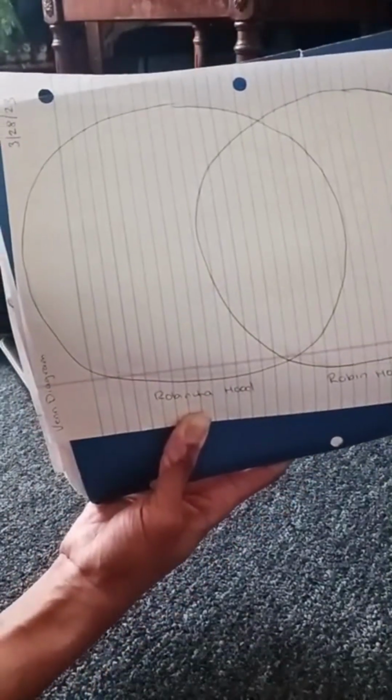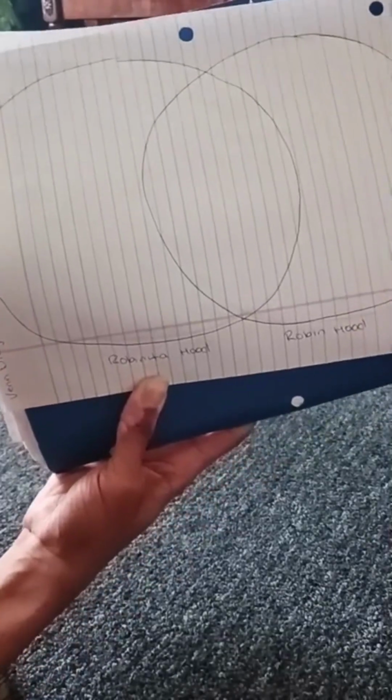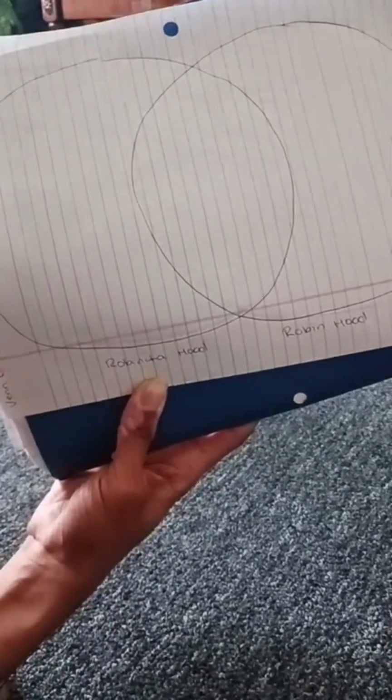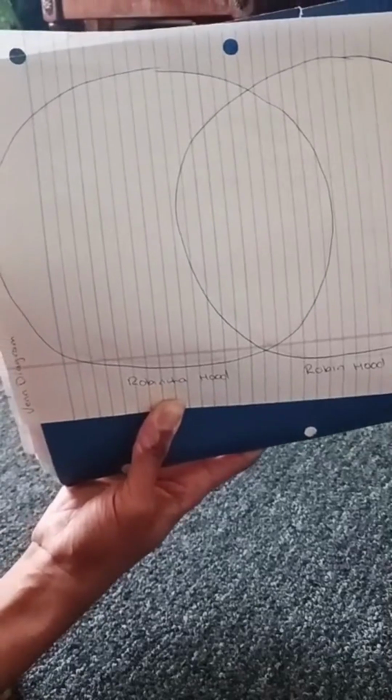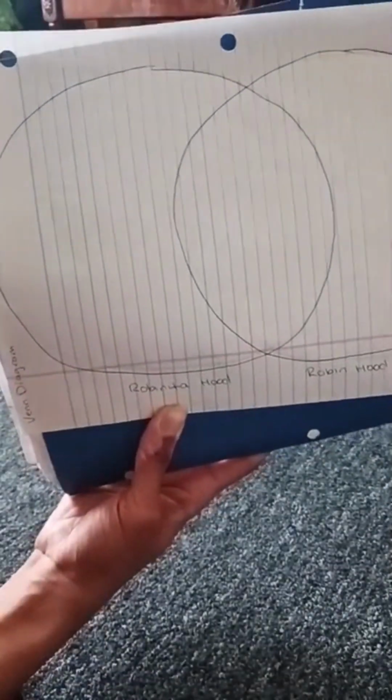So today we're going to be going over the fairy tales. I guess I should have had more of an introduction. We already told you about it, but we can talk about it for the camera. So we're going to do a fairy tale Venn diagram.